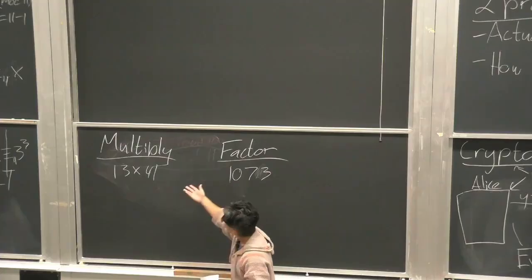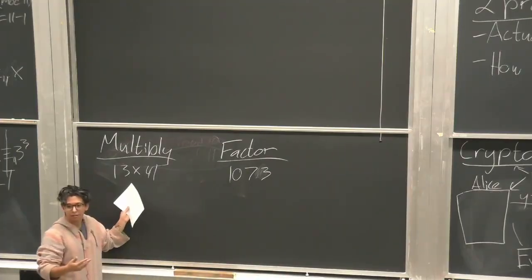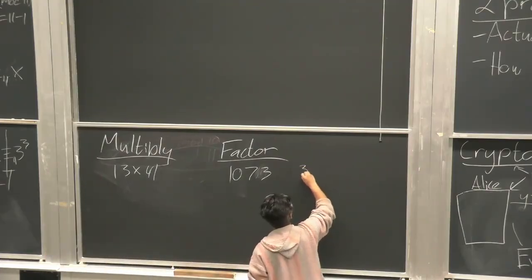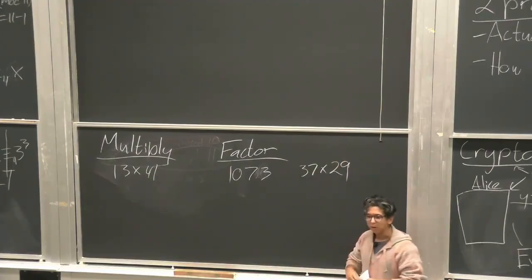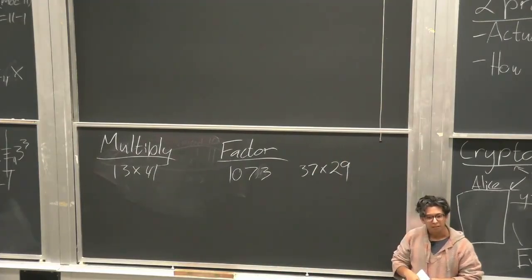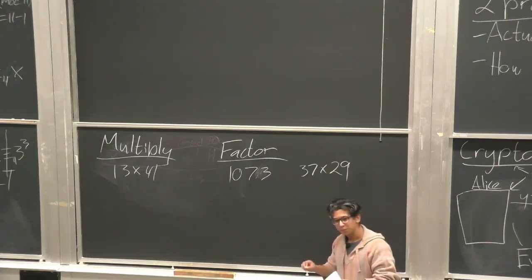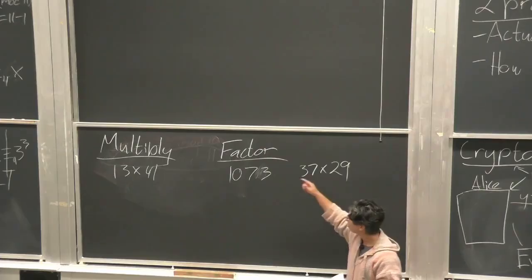Right. Multiplying's easy. We know an algorithm for it. We could plop it into a calculator. Factoring, I'll tell you what the factors are right now. This is 37 times 29. That would have taken me a while to find. There's not really a clean way to do it. You kind of have to just try numbers. There are some algorithms, but they're not great. For the most part, brute force search is kind of the best you could do for factoring.